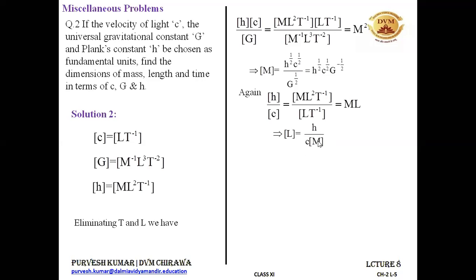That's why we are replacing this M in terms of H, C, and G. We have written it like this. So in place of this M, I have written H to the power half, C to the power half, G to the power minus half.